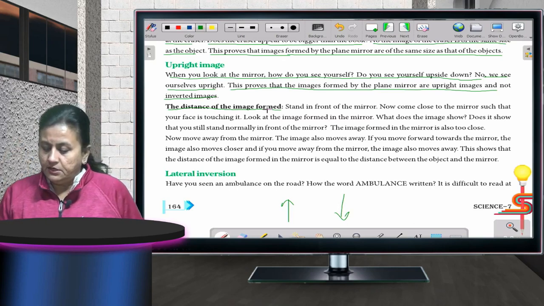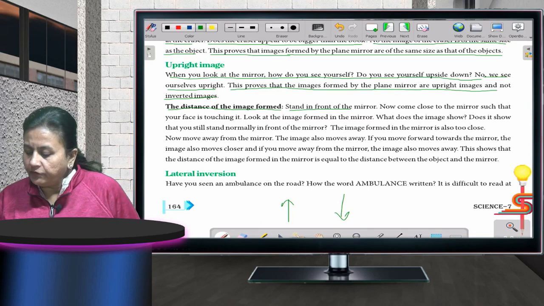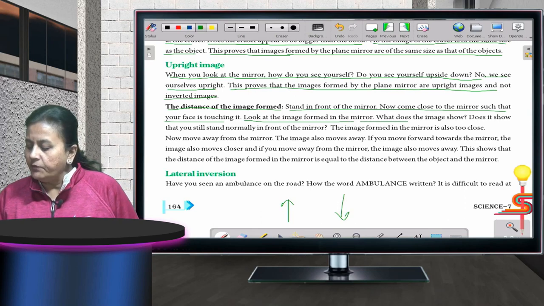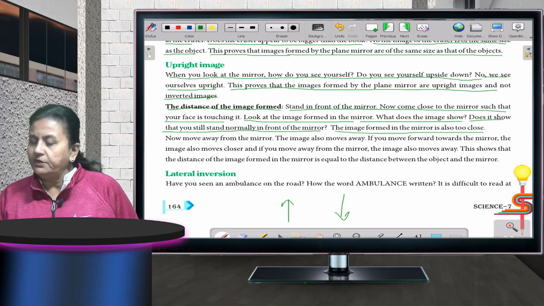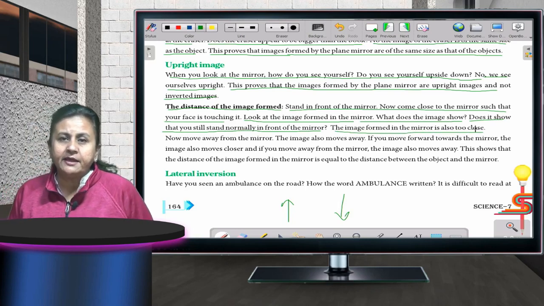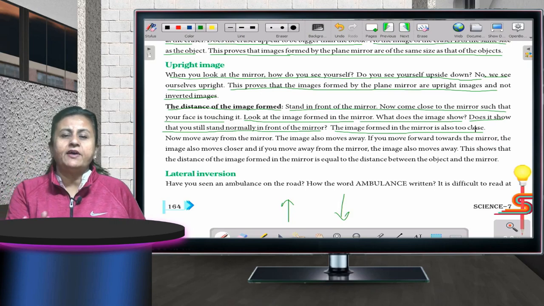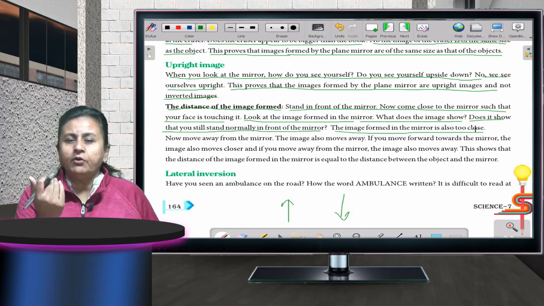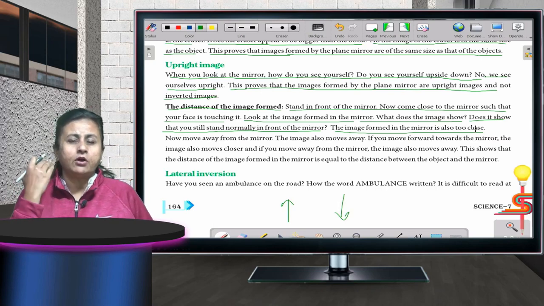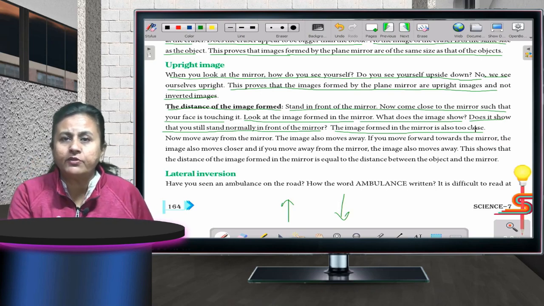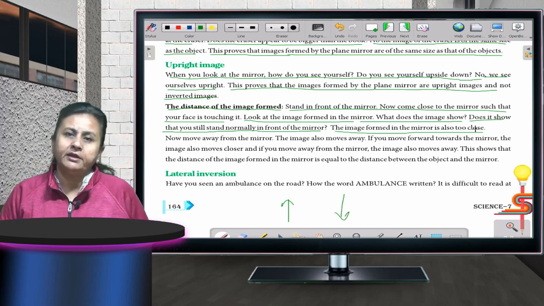Now stand in front of the mirror. Come close to the mirror such that your face is touching it. Look at the image formed in the mirror. What does the image show? Does it show that you still stand normally in front of the mirror? The image formed in the mirror is also too close. If I move back while looking in the plane mirror, the image will also move back. If I come closer, the image will also come closer.